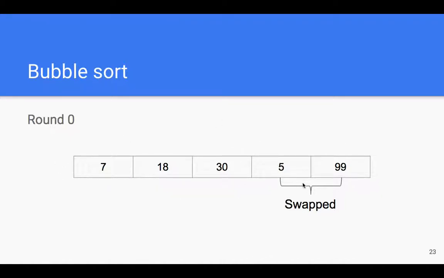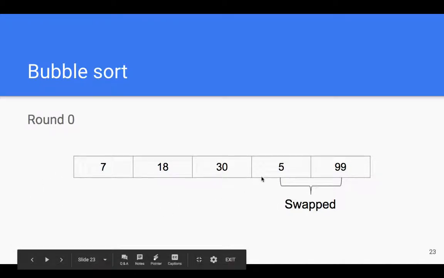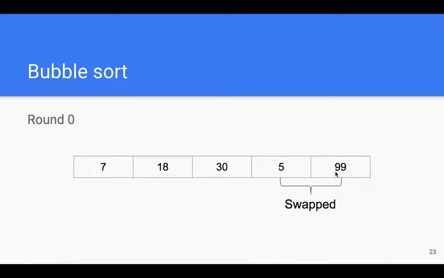And there we've done one round. Look at the effect at the end of this round: we moved the largest of the entire list, 99, all the way to the end where we want it to be. Is the rest of the list sorted? Well, not quite, right? Things are still out of order, but we moved the largest to the end.